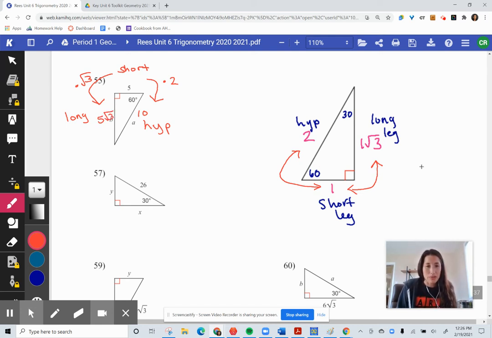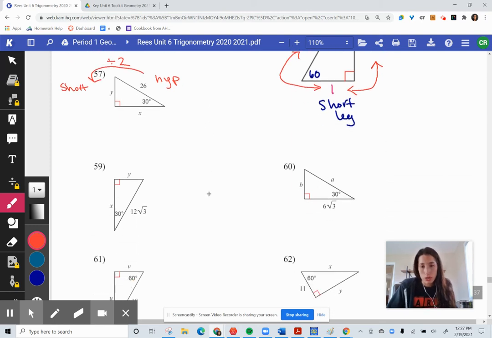Okay. On 57, the pattern should be the same for this. The only thing is this is the hypotenuse. This is going to a short leg, so it's in the opposite order from short to hypotenuse. Instead of multiplying by 2, this time you're going to be dividing by 2. So if you imagine starting with 10 in this triangle, 10 divided by 2 would give you this 5 here. Okay. We'll do a few more together.